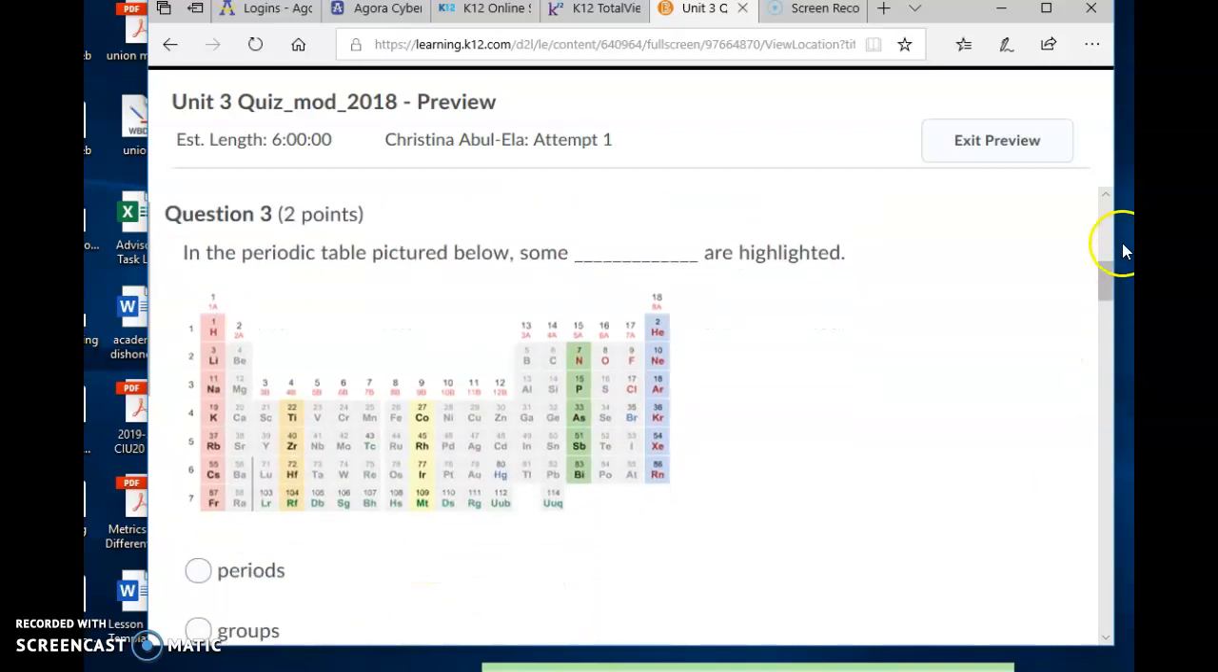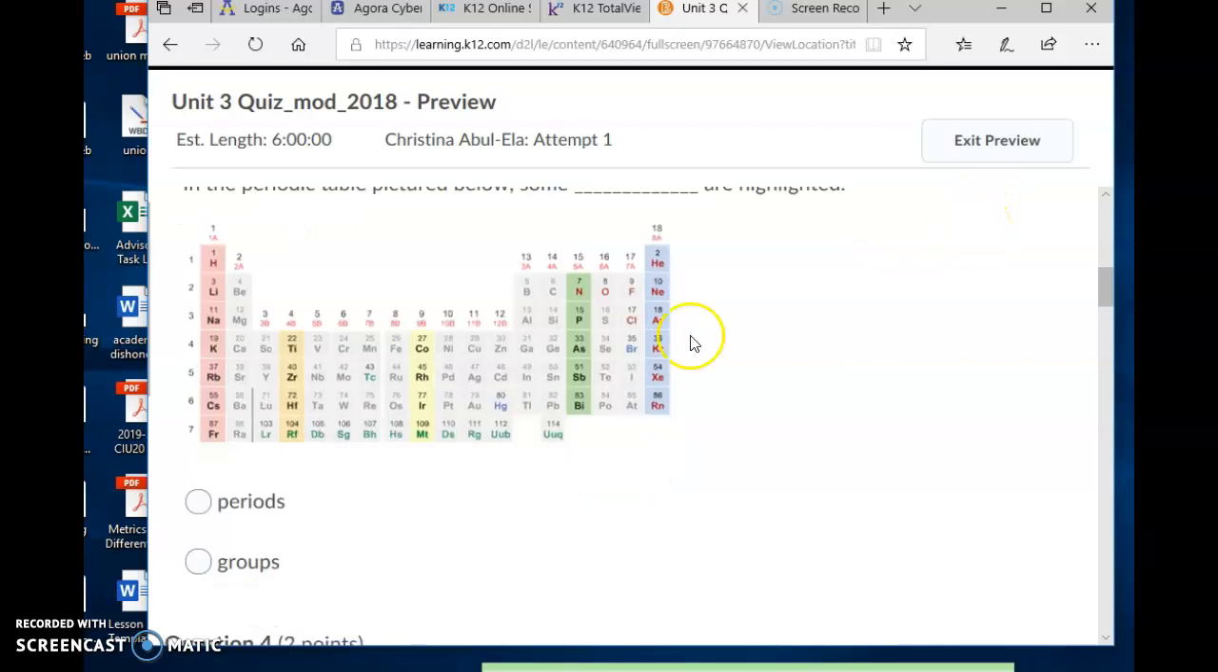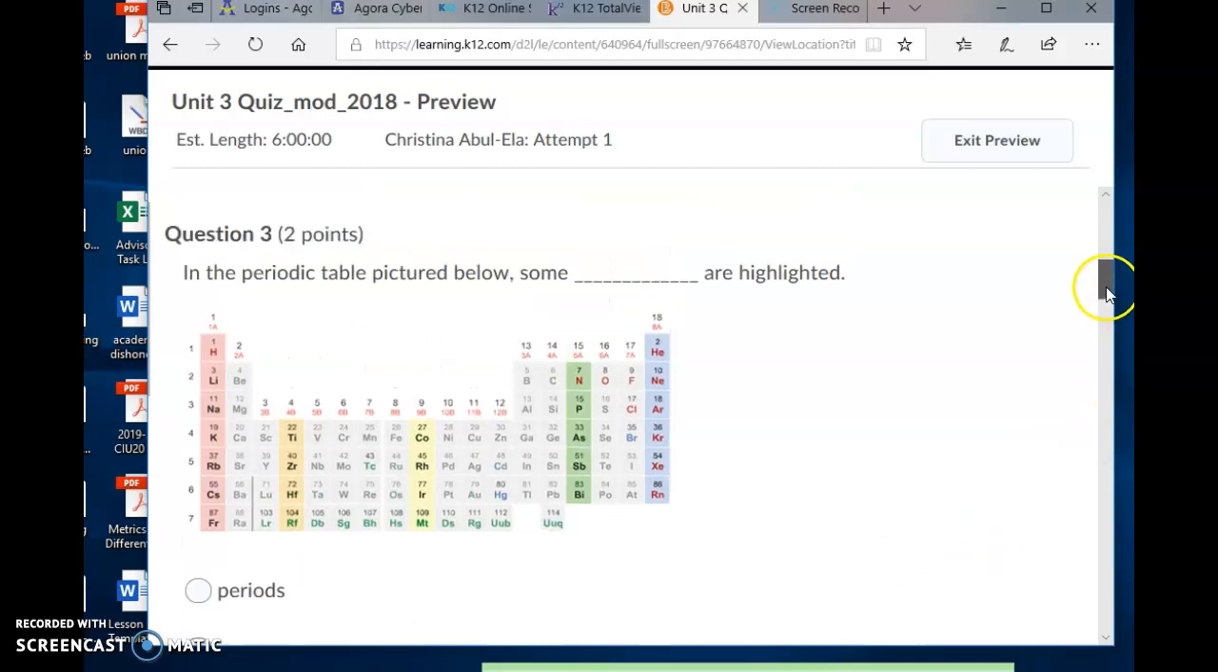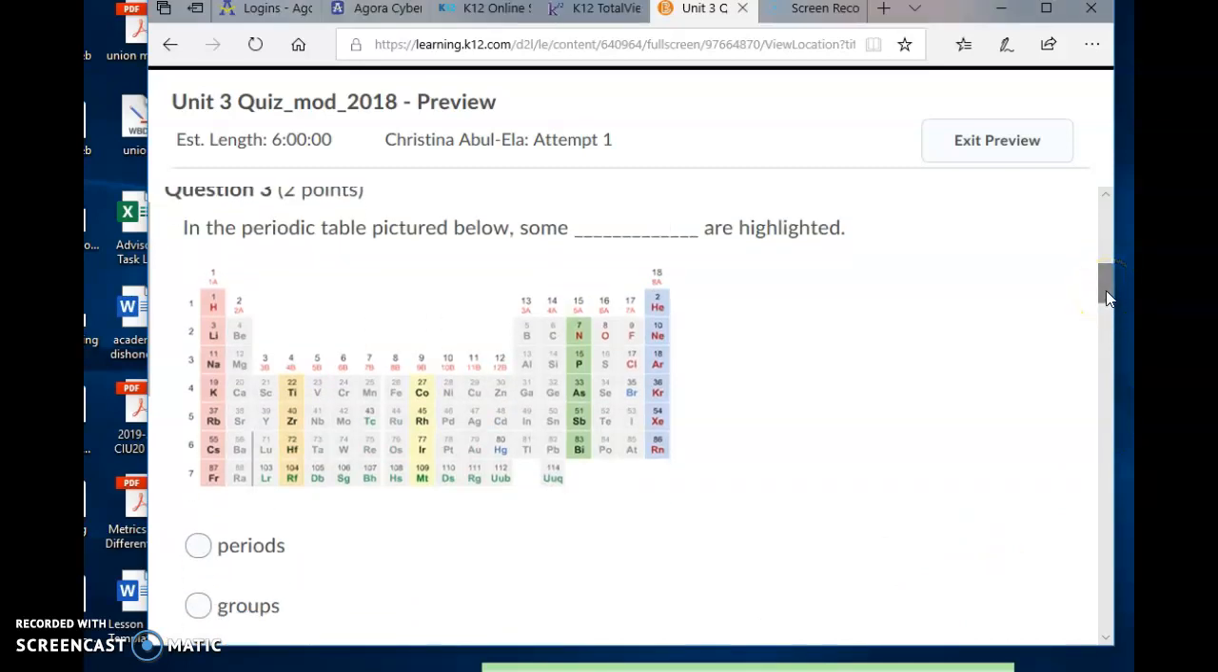Question 3. In the periodic table pictured below, some blank are highlighted. What are highlighted? Periods, groups. Let me get that on the screen so you can see the whole thing. I'll read it again. Question 3. In the periodic table pictured below, some blank are highlighted. Periods, groups.